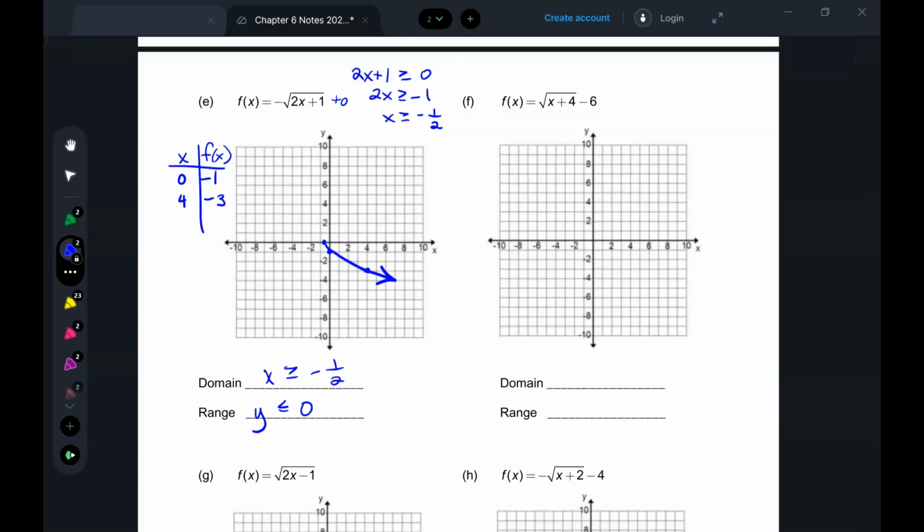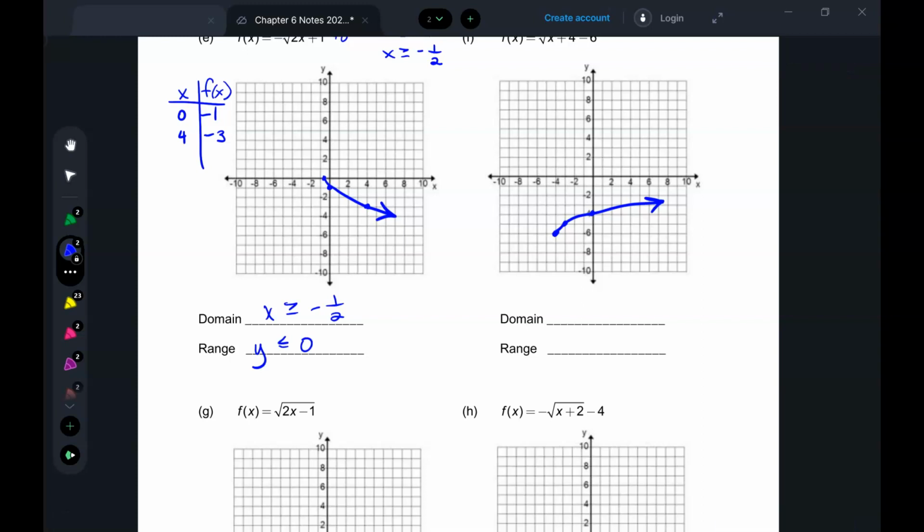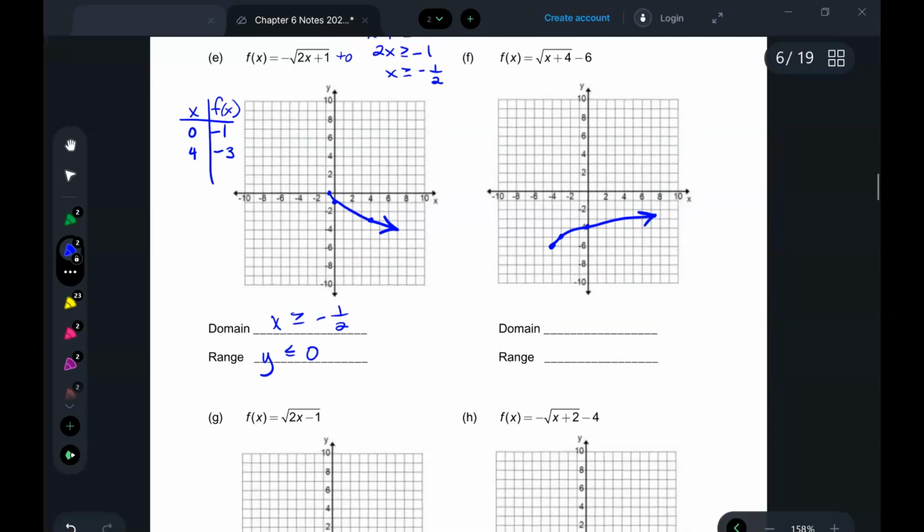Where do we go? Left 4, down 6. Everything's positive and the coefficient is 1, so we could go up 1 to the right 1, and also go to the right 4 and up 2. Again, if I plug in 0, I get 2. 2 minus 6 is negative 4. Again, 2 points will get you a good view of the graph.